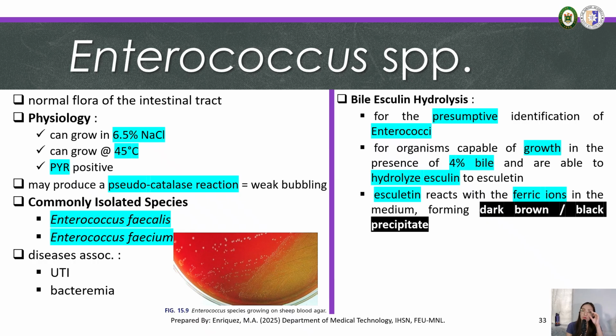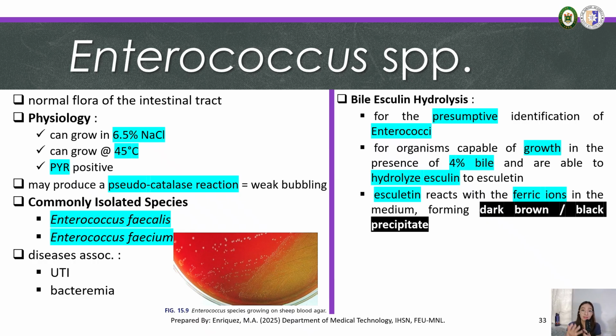Okay, ulitin natin, anong mga components ng culture media na ginagamit for bile esculin hydrolysis? Increased salt concentration, 4% bile, and esculin. Okay? So, ang Enterococcus species po, kaya niyang mag-survive in increased salt concentration, kaya niyang mag-survive with 4% bile, and kaya niya ring i-hydrolyze ang esculin para maging esculetin. Alright? So, the esculetin that was produced in this reaction, no, would then further react with the ferric ions that is present in the culture media.